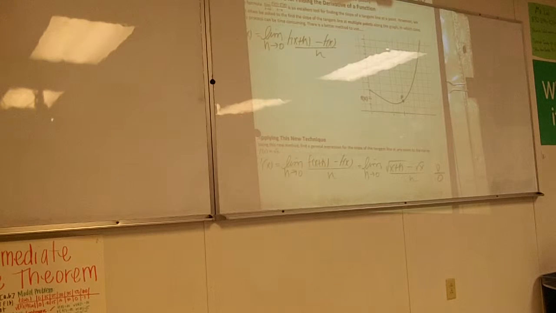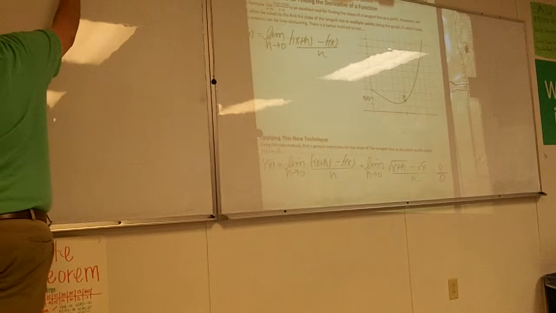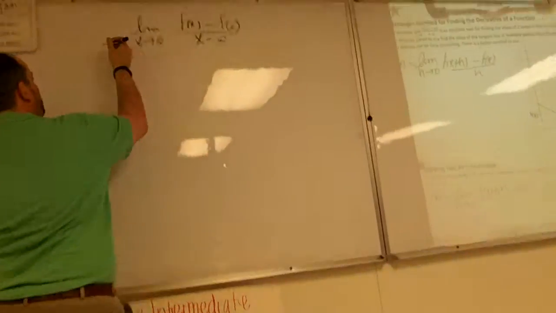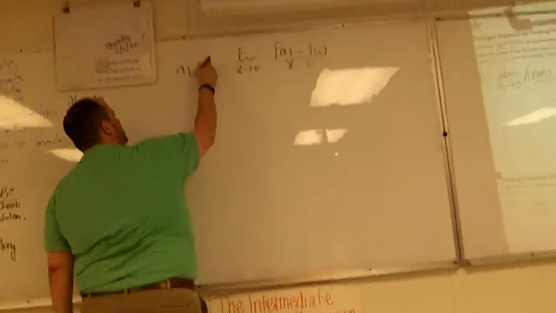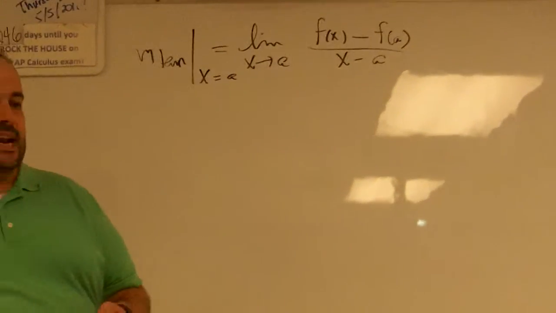Limit as x approaches a of f of x minus f of a over x minus a. And this is going to tell you, tan, say it with me, you know you want to. Tan. That's tan at x equals a.